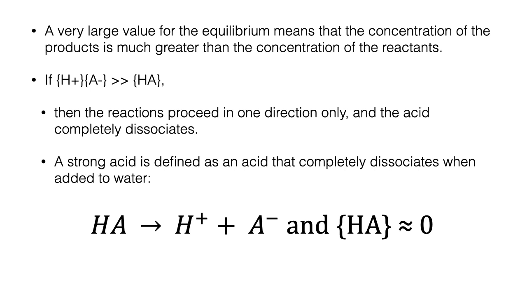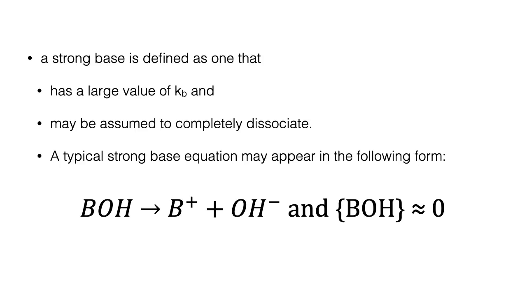And this occurs for an acid that completely dissociates. That means, again, there's so much H+ in solution and A- in solution from the original acid, HA, that essentially there's no HA dissolved in solution. This is known as a strong acid.